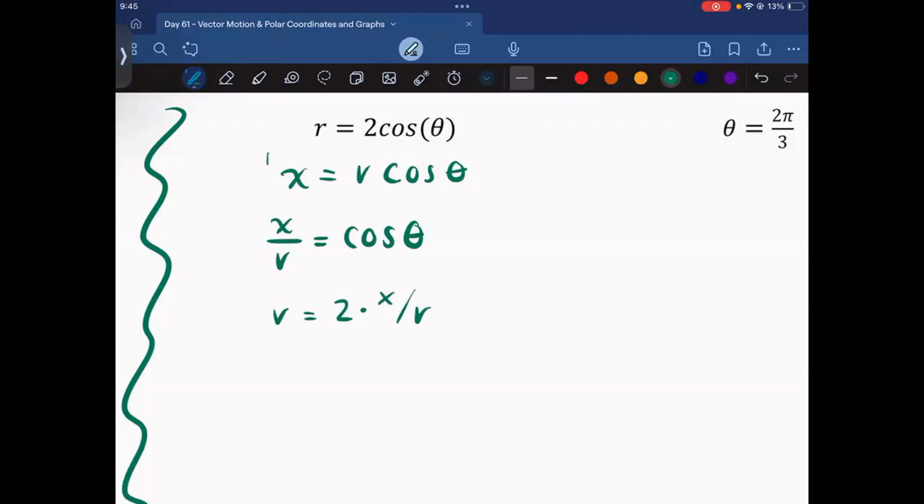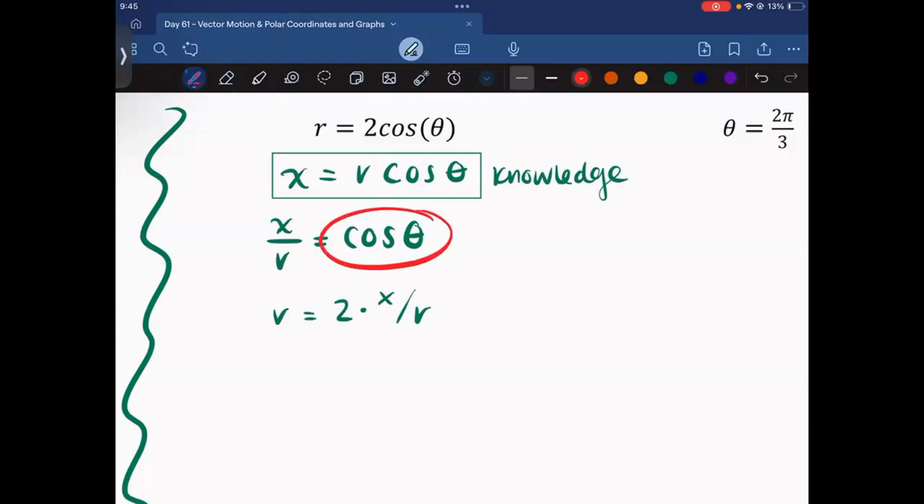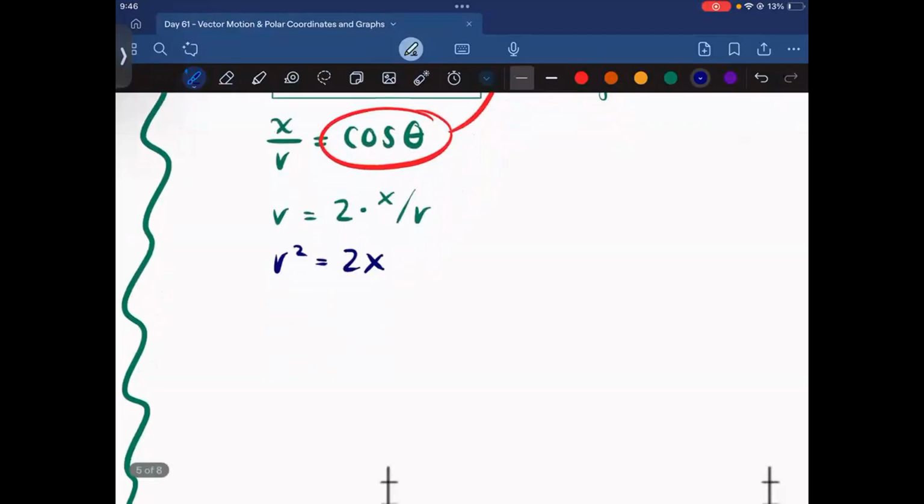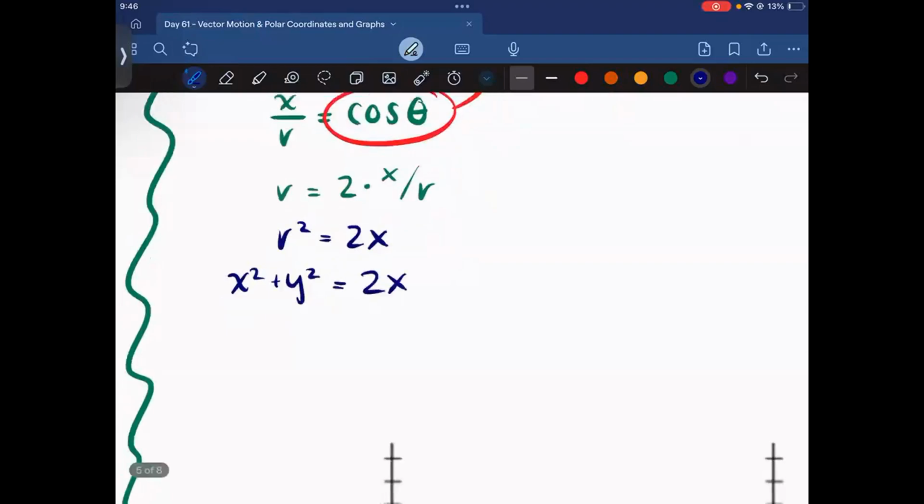So we know this is our given. We already know this, just knowledge. Then we plug that into the original, and we know that cosine equals x over r, so we plugged it back into there. So a lot of substitution. Now we have r squared equals 2x. And we know that r squared equals x squared plus y squared, and that'll equal 2x. Now we have to complete the square.